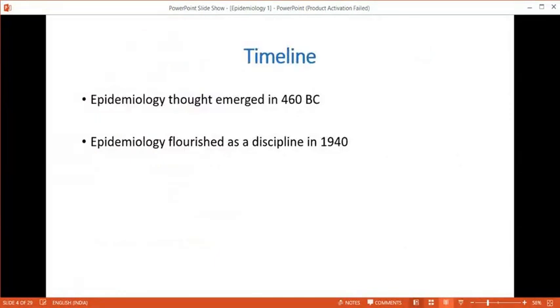So as we went through from Hippocrates' time, 460 BC, the epidemiology kept on supporting. It started emerging in 460, but then from the 17th century, there were a lot of support systems and many people found out new things. And then from there, they found out that it has to be taken up as a separate subject, as a discipline in the public health system. And from the 1940s, it has been developed.